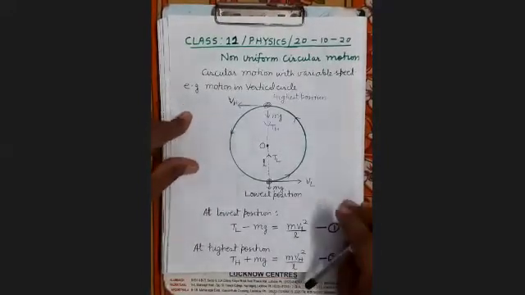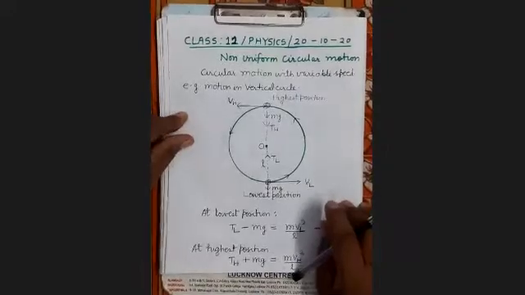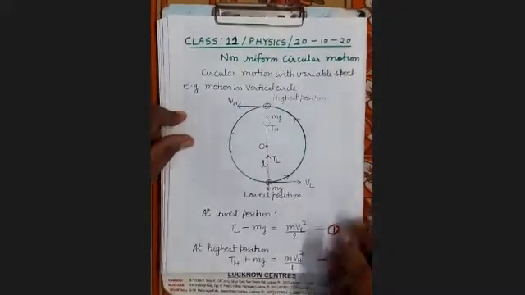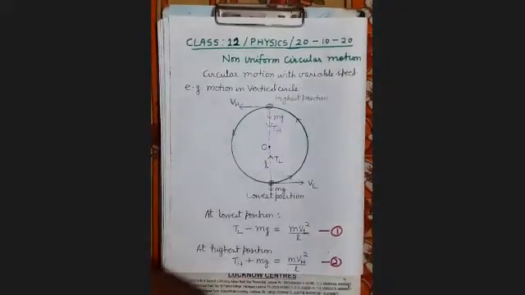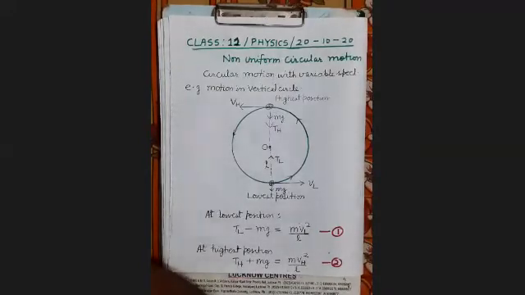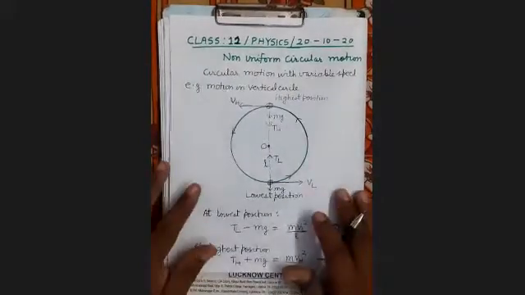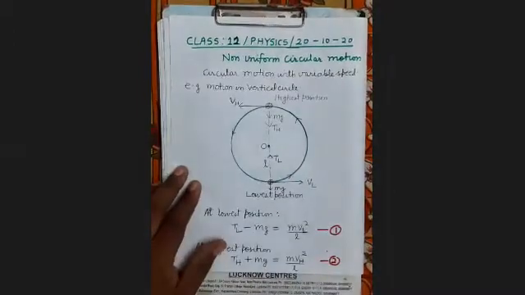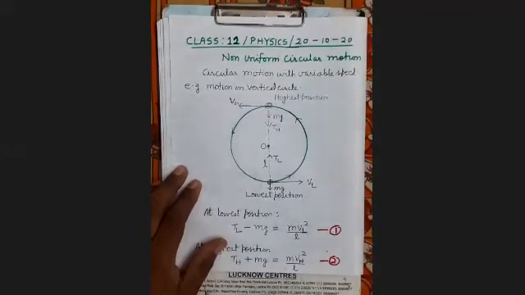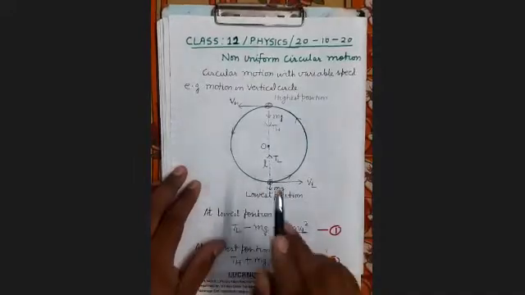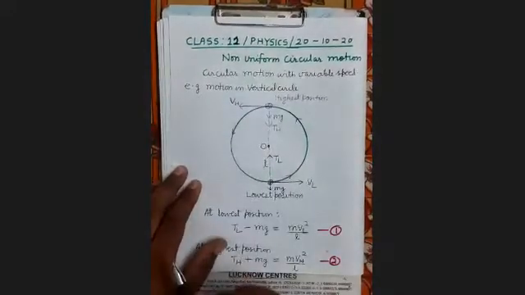Now, yesterday I was explaining about non-uniform circular motion. What is the meaning of non-uniform circular motion? Circular motion with variable speed. And here there is an example of this non-uniform circular motion: motion in the vertical circle.